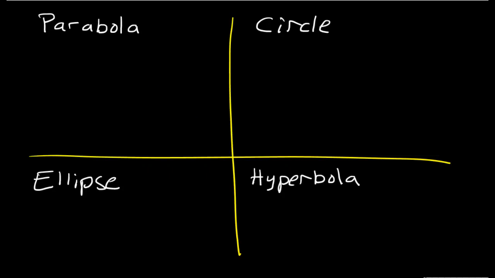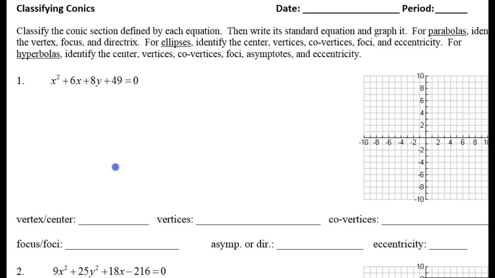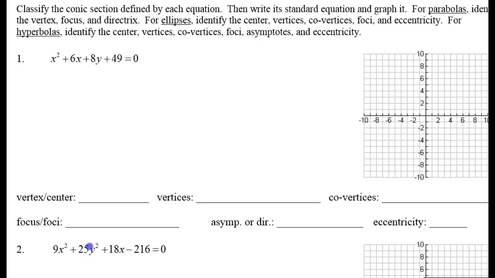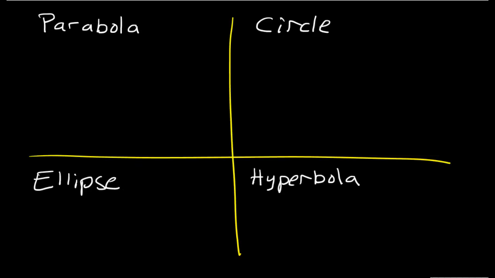But first of all, if all you see is a general form equation, like you see in number 1 and number 2, the first thing you need to understand is all you really have to pay attention to in terms of classification are the squared terms, x squared or y squared. The rest of the terms don't matter in terms of just identifying which one of these 4 things it is.